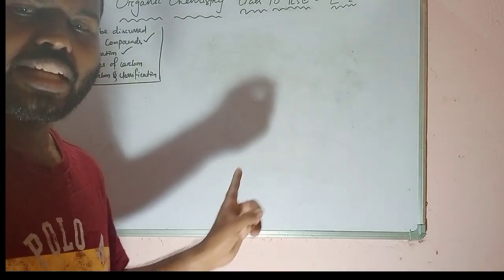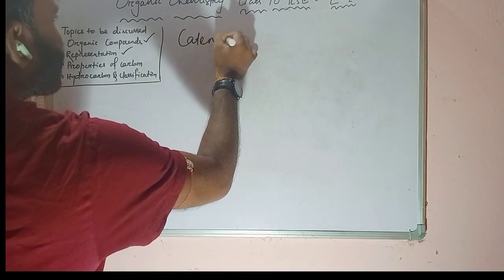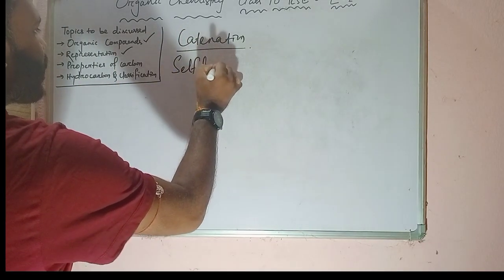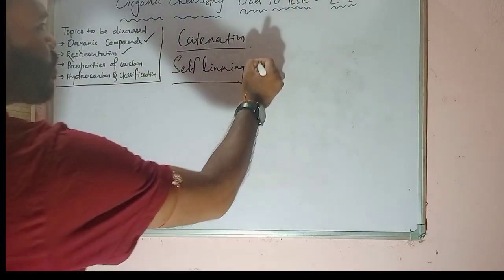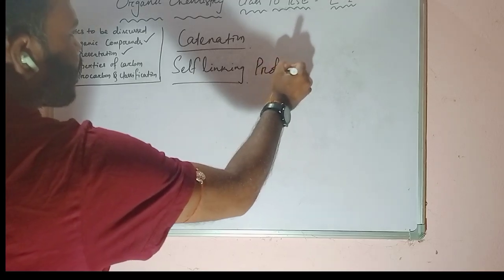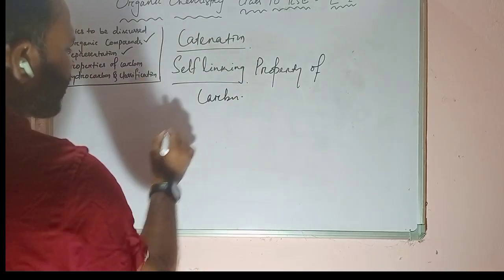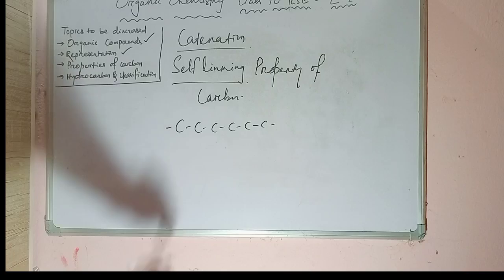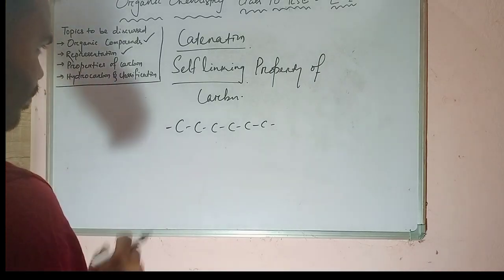Now the next property of carbon is catenation. So what is catenation? Catenation means the self-linking property of carbon. Self-linking property of carbon means carbon can attach to as many carbon atoms as it wants. So this is the self-linking property of carbon.